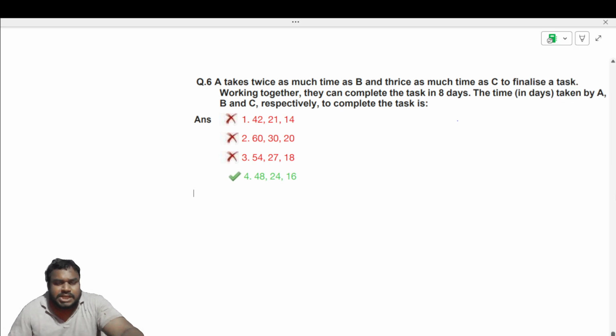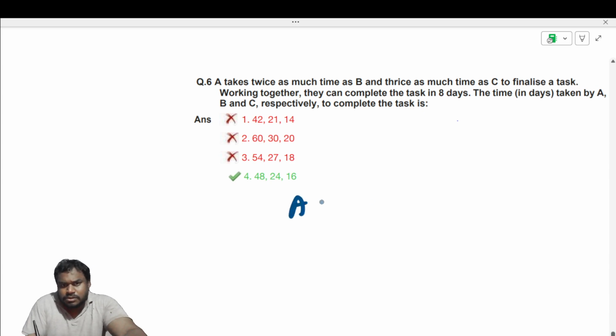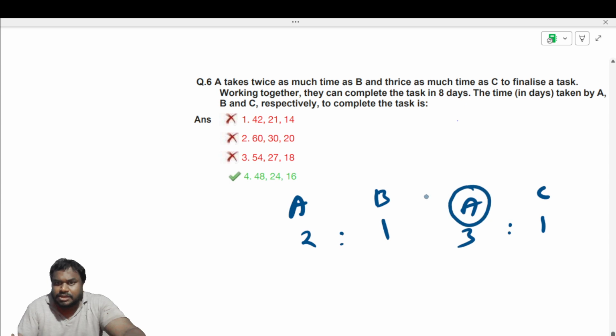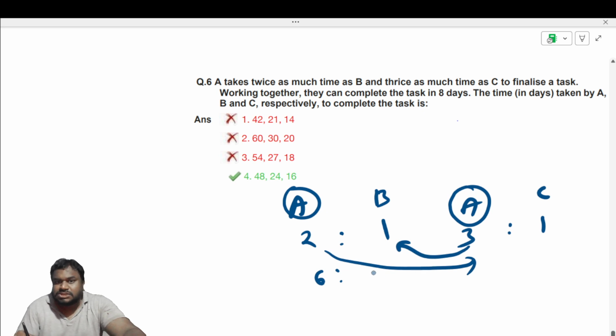A takes twice as much time as B and thrice as much time as C. So the ratios are known. So here what is common? A. So to make A same, similar to the problem we did, I'll multiply this entire ratio with 3 and this one with 2. And 6 is to 3 and 6 is to 2 we got.